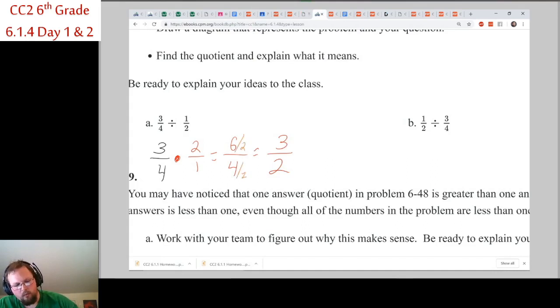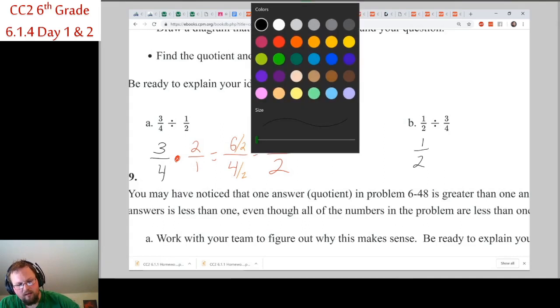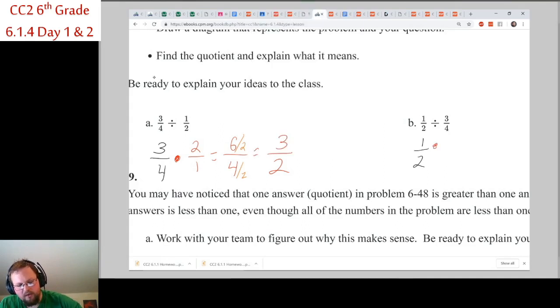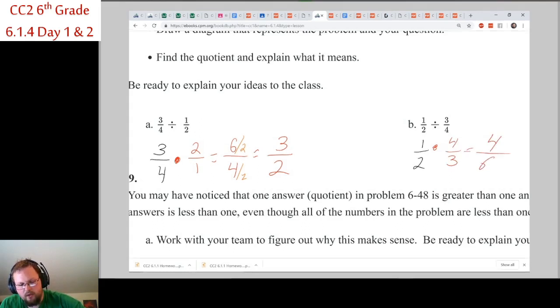Here, start with a 1/2. The 1/2 does not change. The division sign becomes multiplication, and this fraction becomes 4/3. Multiply across. 1 times 4 is 4. 2 times 3 is 6. Reduce that by 2, and my answer is 2 out of 3.